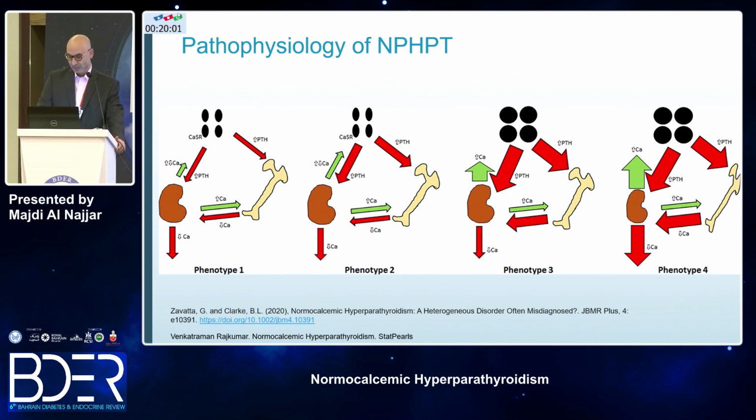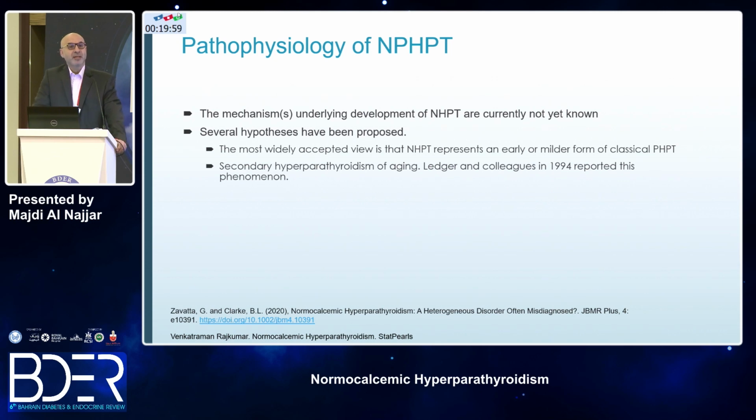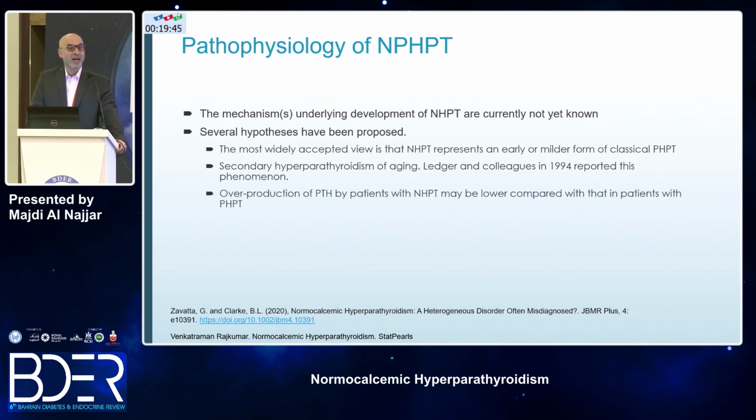Another theory is hyperparathyroidism of aging. For example, Najjar in 1994 found that older patients tend to have higher PTH, so that could be the cause of this elevated PTH. Another theory is that these patients have true primary hyperparathyroidism, but their production of PTH is lower than the classic form of primary hyperparathyroidism.